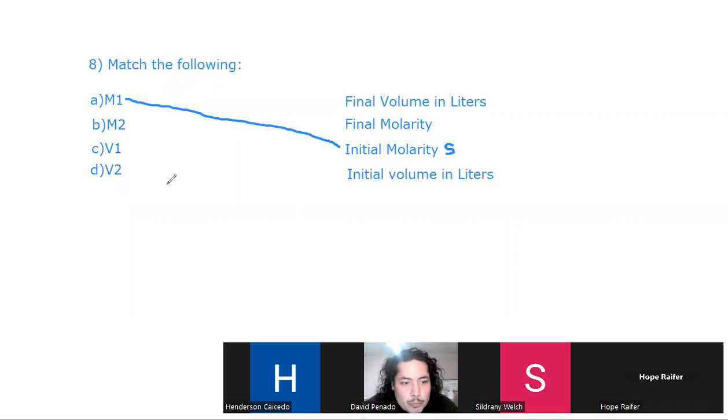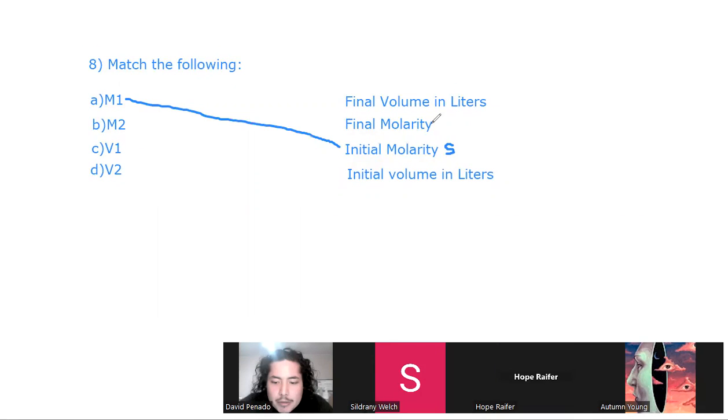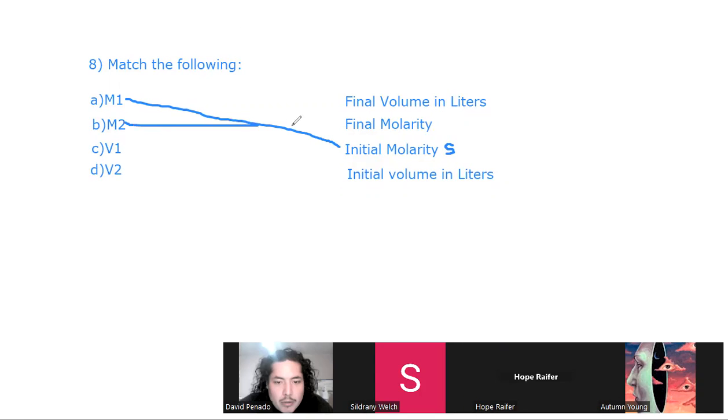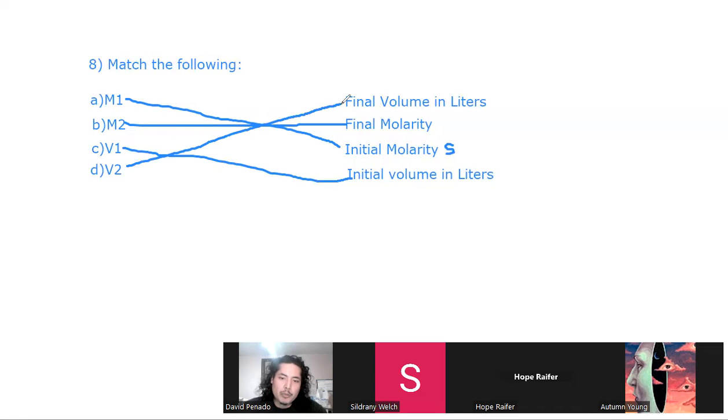All right. So what about M2? Final molarity. Anyone else? Same. That's what it is, final molarity. Now V1. Initial volume. And last one, final volume in liters, which is for the formula M1 V1 equals M2 V2.